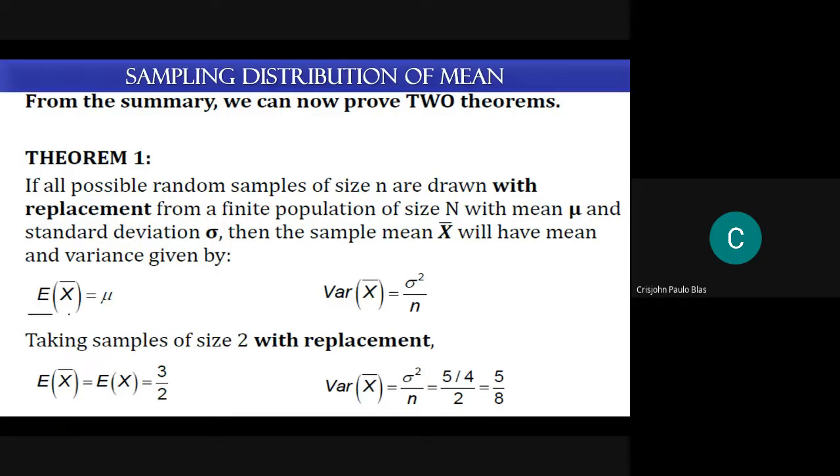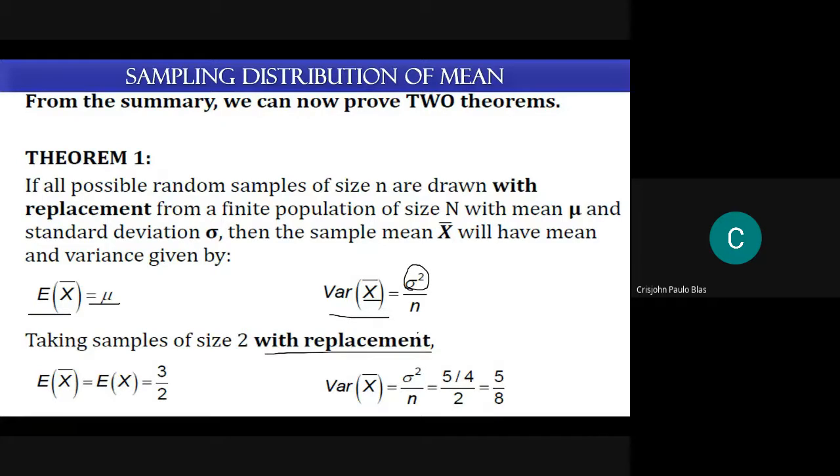So we can say that the E of X bar, meaning to say the expected value of our sample, is equal to the mu. Kasi nga, pare-pareho silang 3 halves. But the variance is like this. Variance of the sample. Ito ay with replacement, guys. With replacement. So the formula for that is the variance over n.